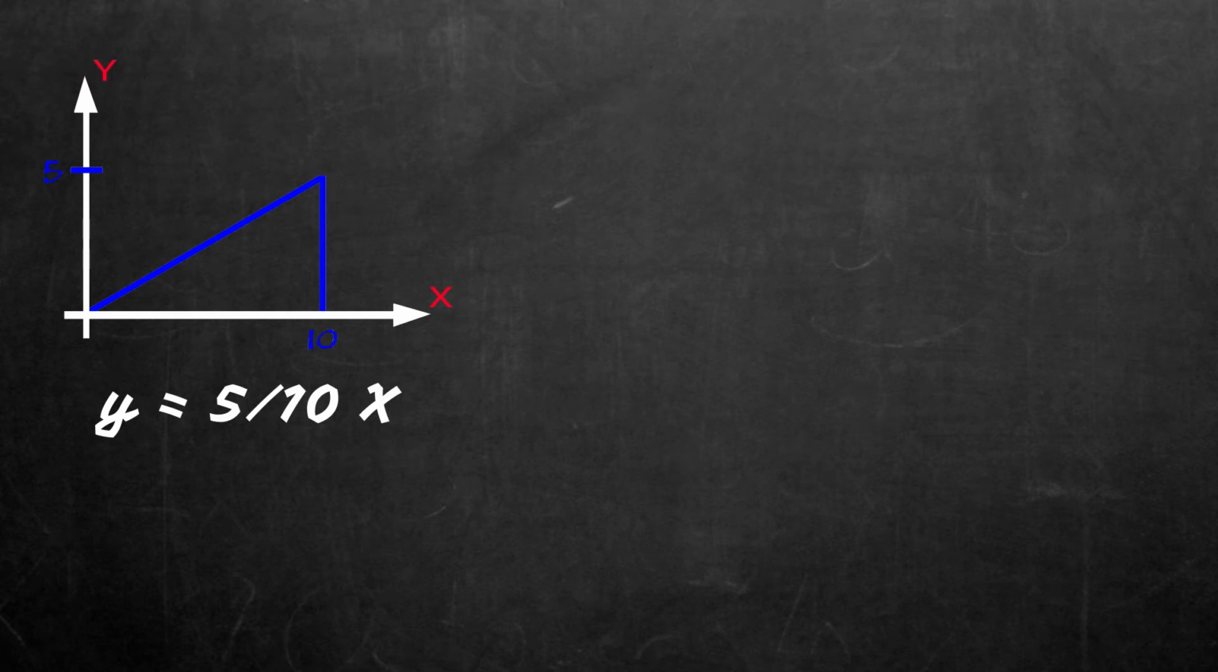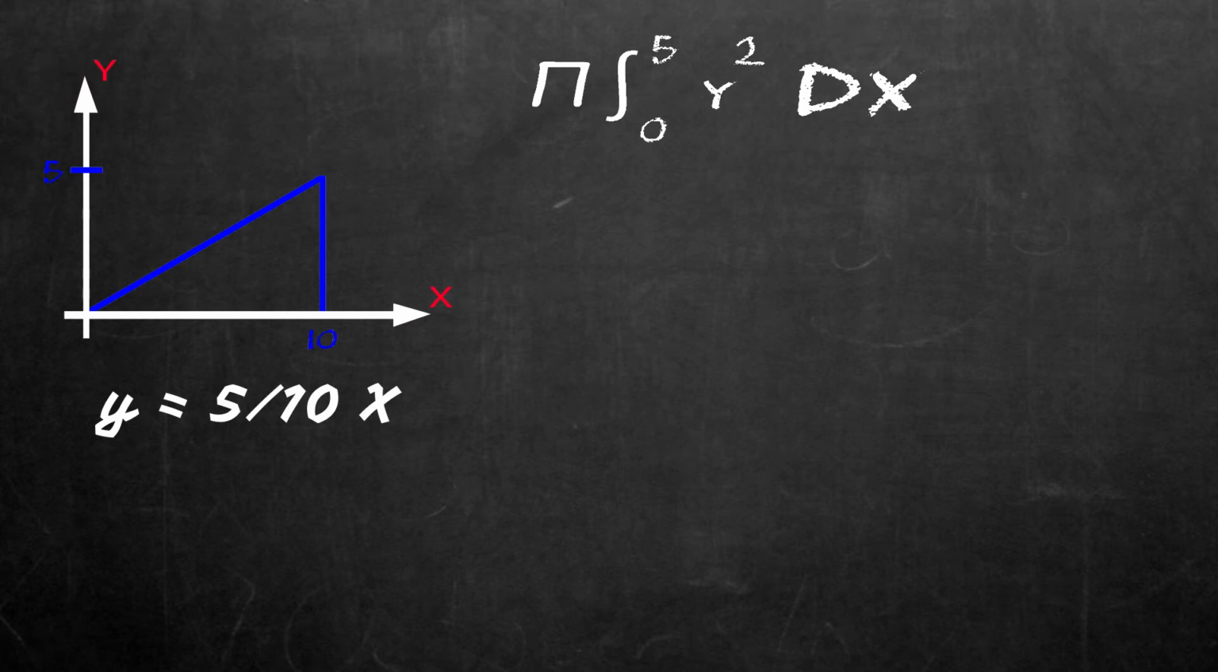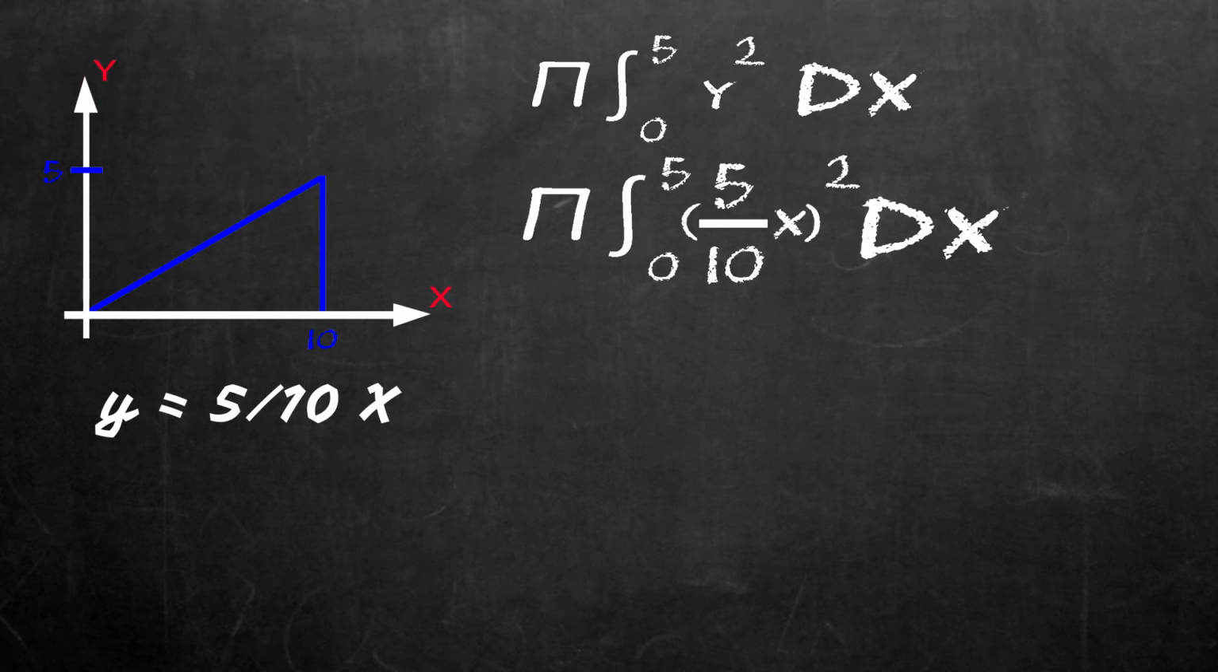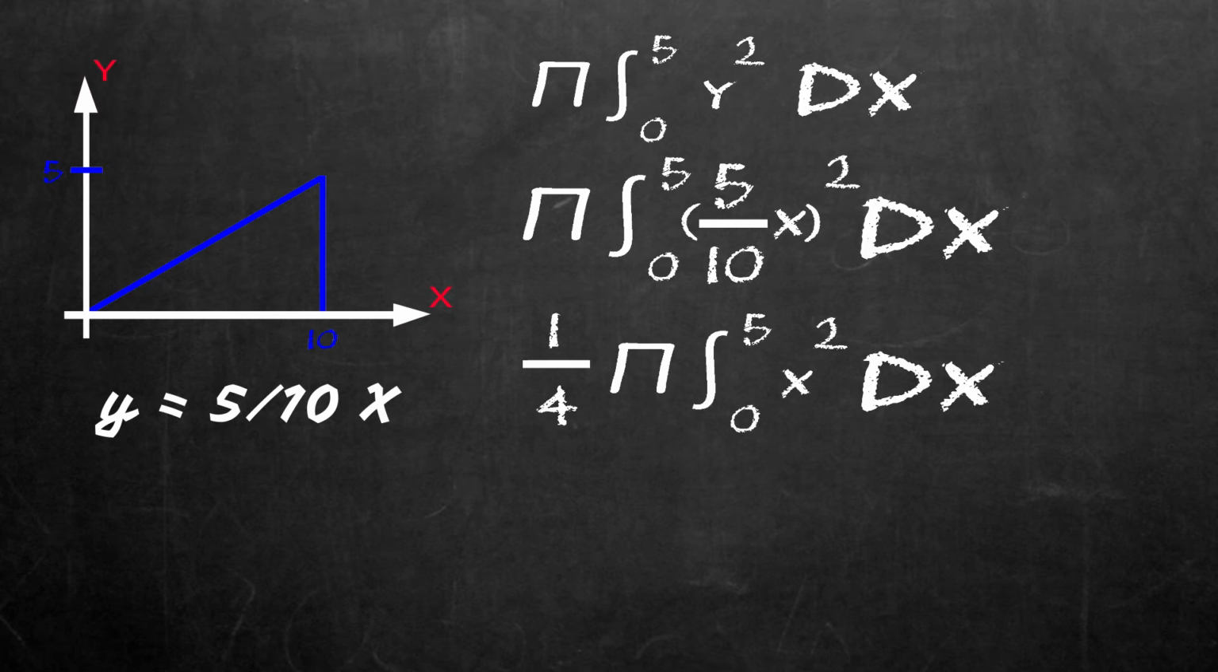The formula of the volume is pi integral limit 5 to 0. We put 5 and 0 because we want to find from 0 to 5. Then y squared dx. To solve the equation, we replace y squared with the gradient that we solved before. It will become pi integral limit 5 to 0 open bracket 5 over 10 x close bracket squared dx. Then we expand the bracket. It will become 1 over 4 pi integral limit 5 to 0 x squared dx.